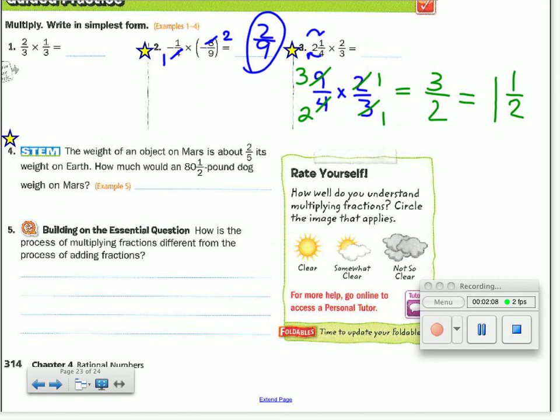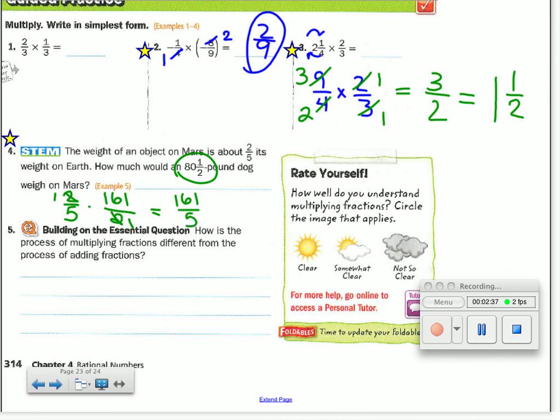So, first I'm going to write them sideways. However, I'm going to change this right away into an improper fraction. So 2 times 80 is 160 plus 1 is 161 over 2. Can I do any cross simplifying? Yeah. The 2 goes into 2 once. Good. So now 1 times 161 is 161. 5 times 1 is 5.